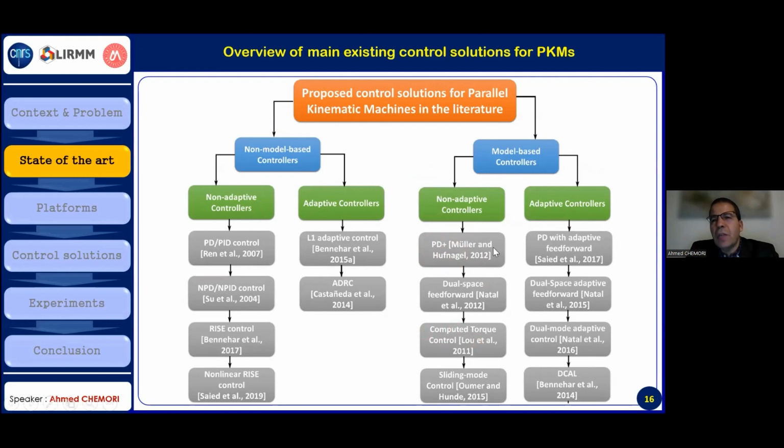And we have the case of model-based adaptive controllers. For those controllers, we need the dynamic model. We suppose that we don't know perfectly all the terms of the dynamic model. We do an online estimation of some parameters of the system, and they are used in the control design. And we have, for instance, the PD with an adaptive feed-forward, the dual space adaptive controller, and the DKAL feedback controller. Now, our experimental platforms.